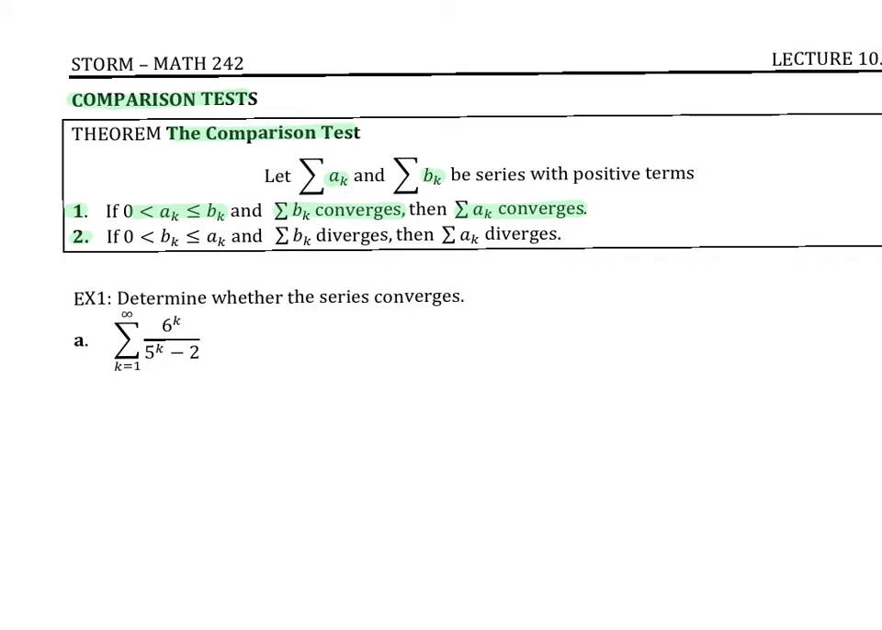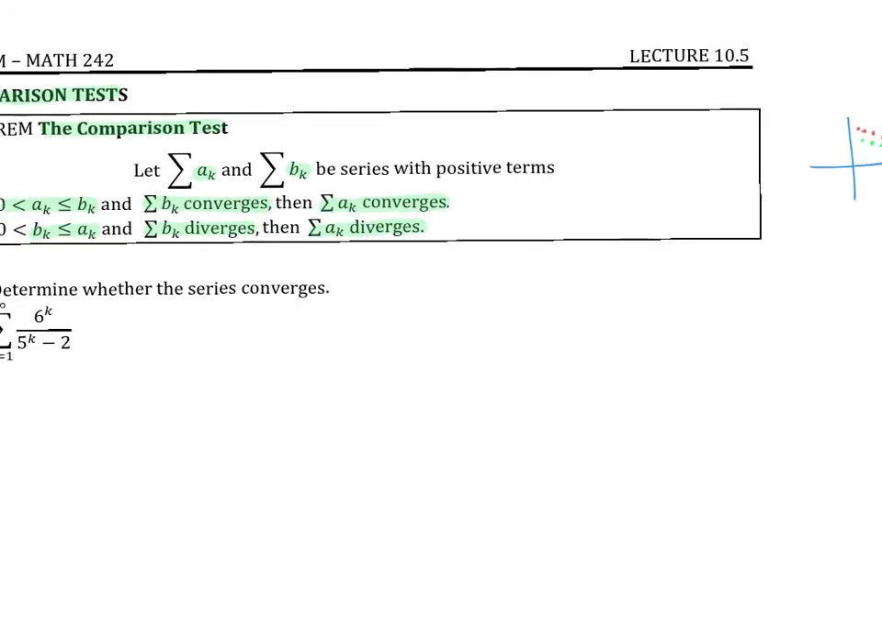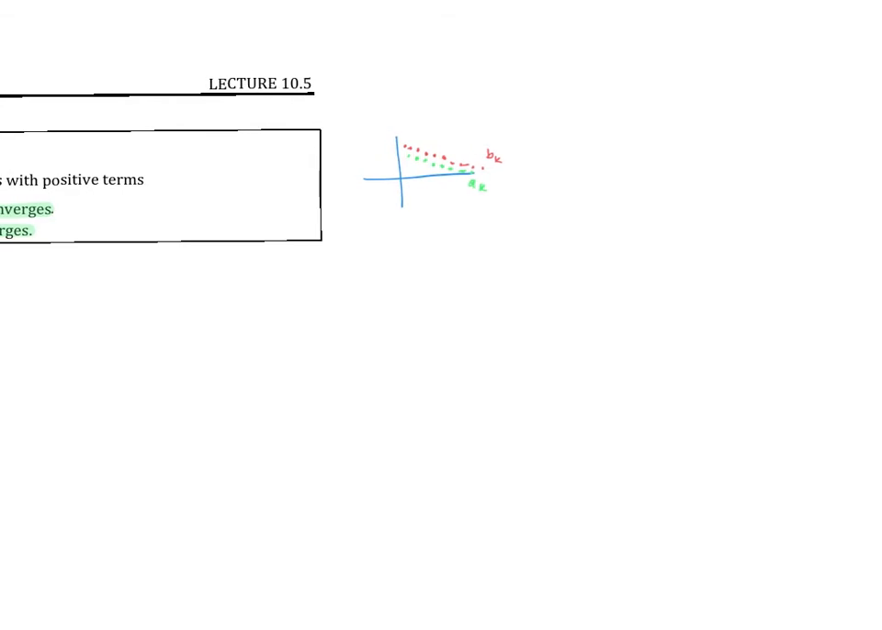Let's say that the series B sub k is smaller than or equal to A sub k. And let's say that we know that B sub k diverges. Then if the smaller B sub k diverges, then the larger A sub k diverges. Going back to a sad sketch. So remember, our B sub k was smaller and it diverged.